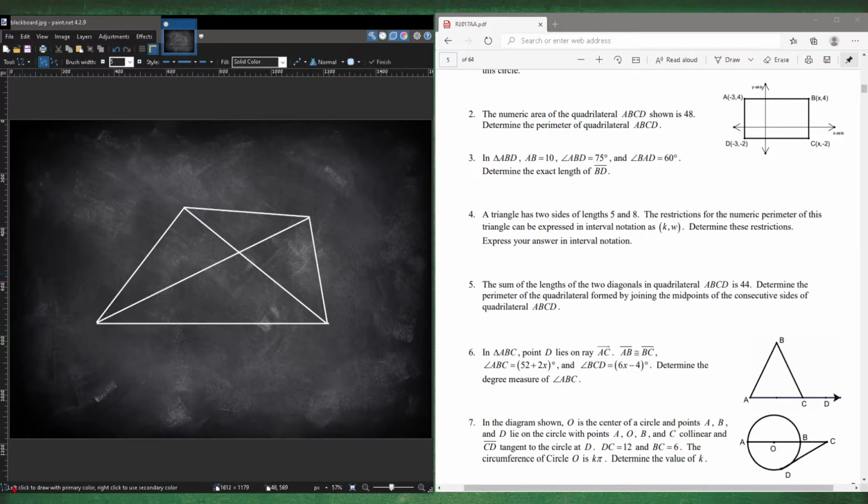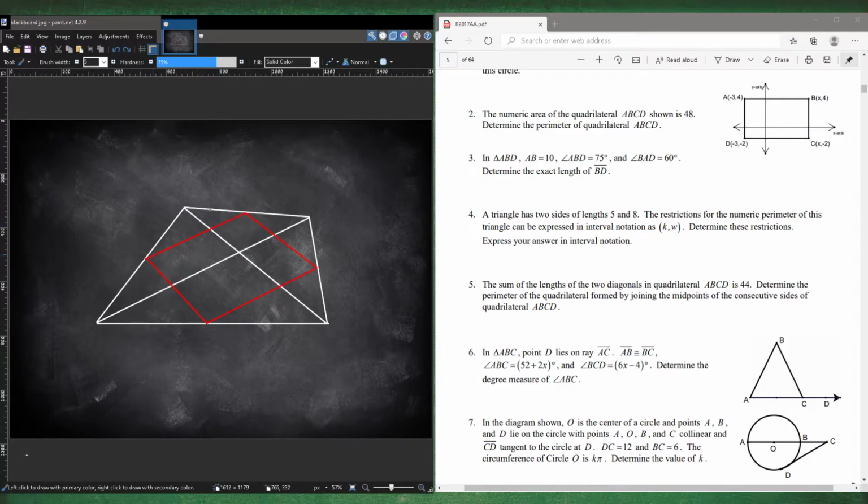So we have midpoints that connect to this, and this one connects to this one, and then this one connects to this midpoint here, and then we have this one connected to this. So how do we know what the sum of this perimeter is? Well, if you think about it, we have a bunch of triangles. We have this triangle, and we have this triangle.